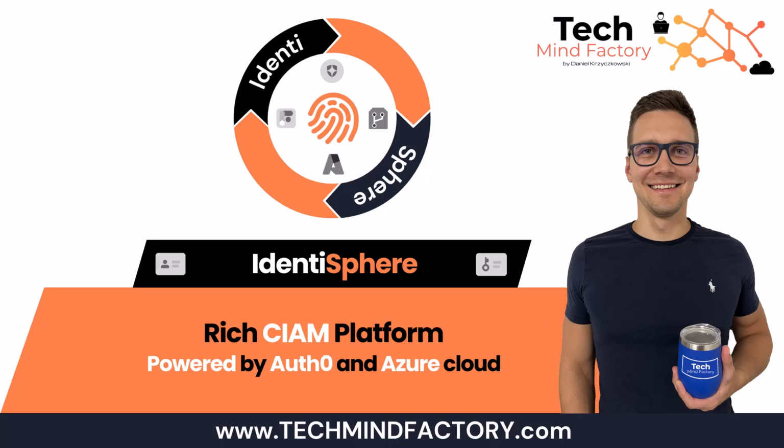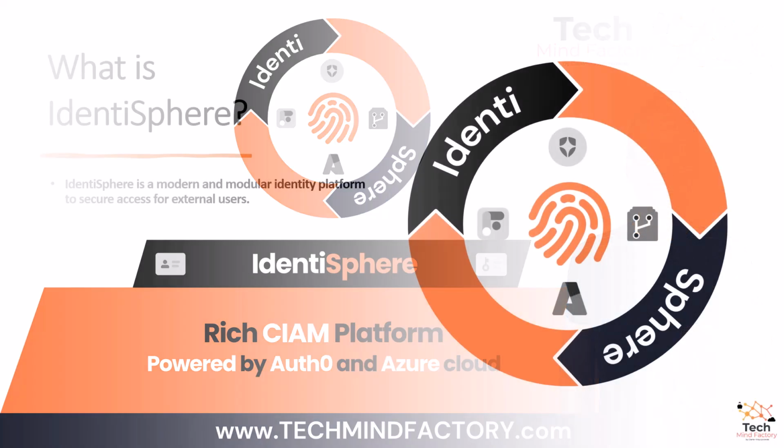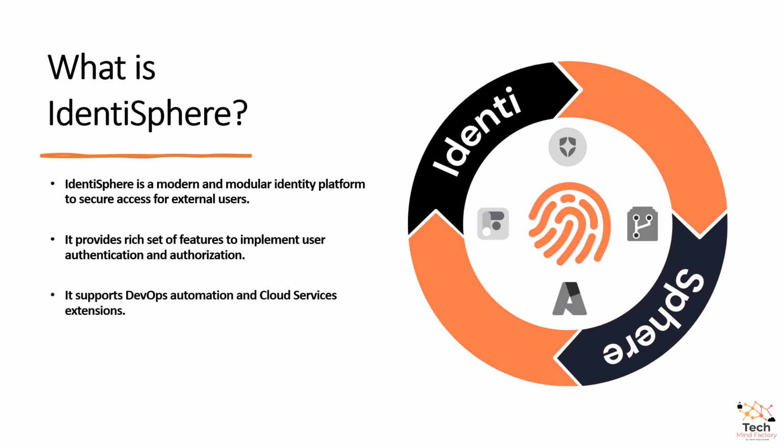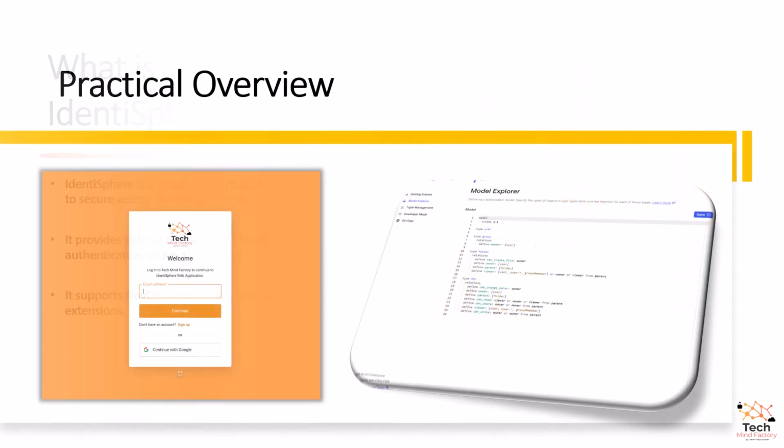This video is special because we are going to talk about a rich CIAM platform powered by Auth0 and Azure Cloud. So, what is IdentiSphere? IdentiSphere is a modern and modular identity platform to secure access for external users. It provides a rich set of features to implement user authentication and authorization. It also supports DevOps automation and cloud services extensions. Before diving into architecture and technical details, let's see some practical overview.